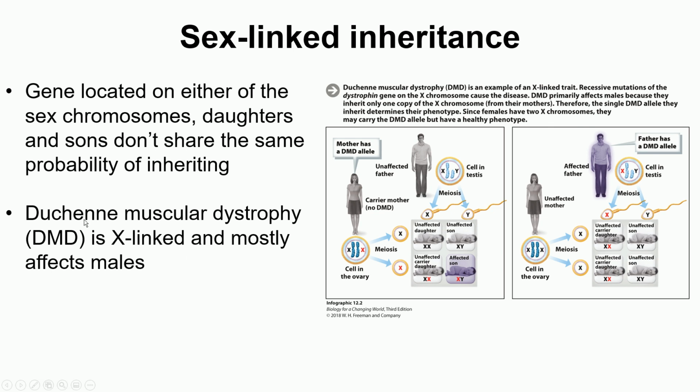the X chromosome. The disease is called Duchenne's muscular dystrophy. It is an X-linked disorder, because this disease is because of a mutation in a gene which is present on the X chromosome, and it mostly affects males. So Duchenne muscular dystrophy is an example of an X-linked disorder. This is an X-linked trait. Recessive mutations of the dystrophin gene on the X chromosome cause the disease.